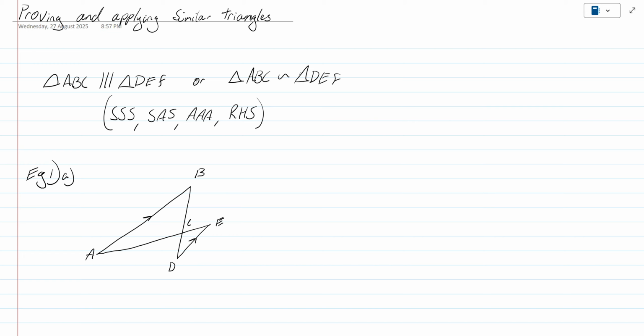So in example A, we need to be able to identify what information we have here that can help us solve it. And automatically we can see that we have parallel lines. We also have vertically opposite angles. We can even use the Z rule.